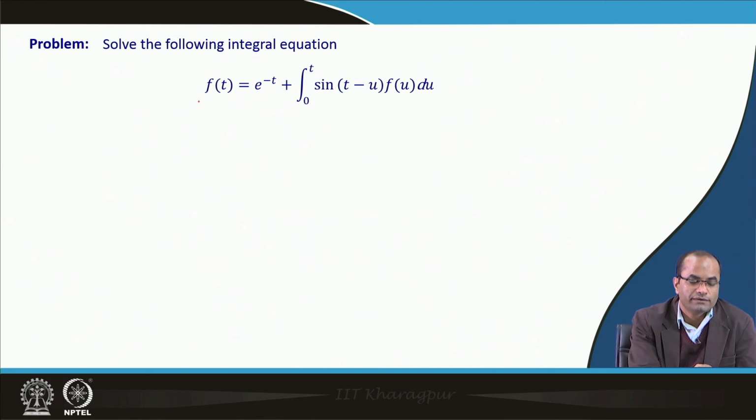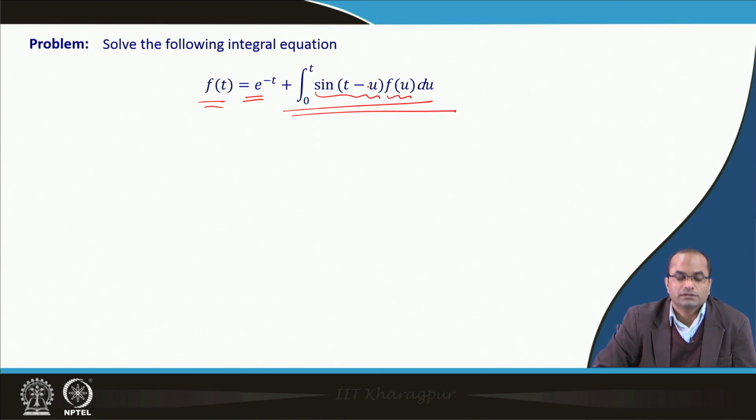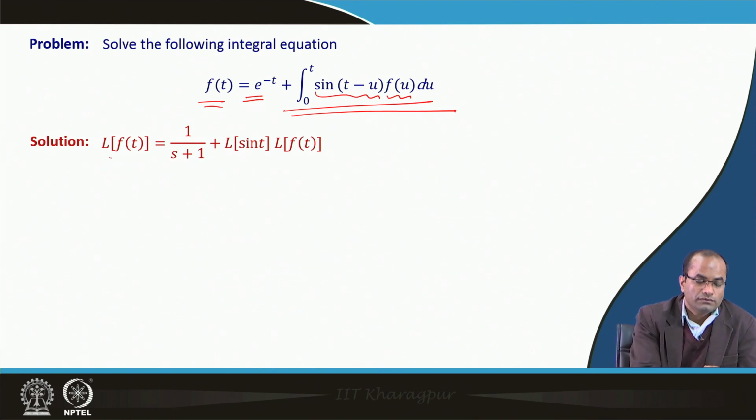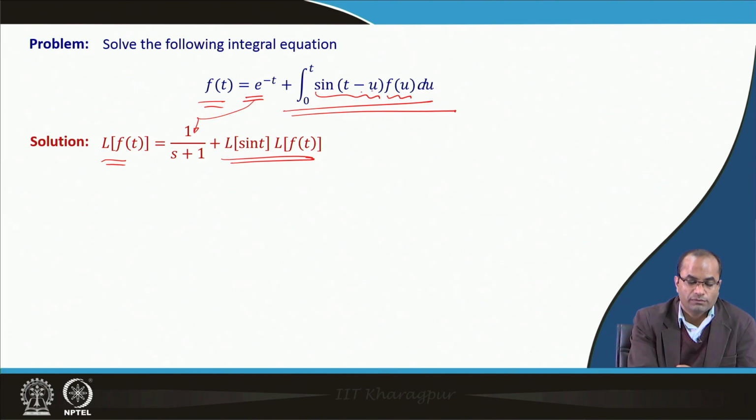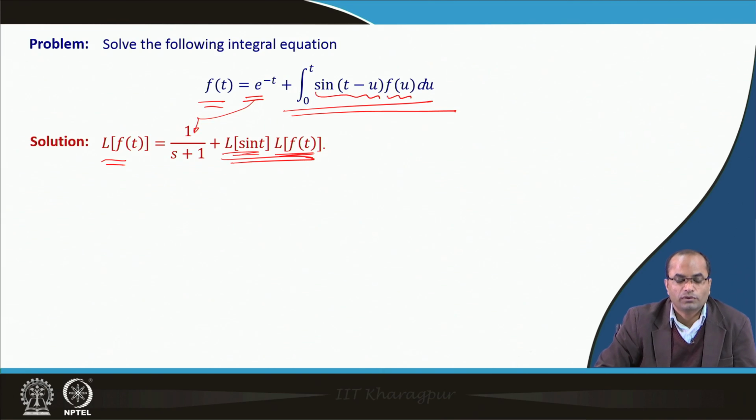So, for instance, we have f(t) is equal to e^(-t), and then this integral, which is the convolution integral. There is a function f and there is a function sine. So, after taking the Laplace transform, we have here the Laplace transform of e^(-t), and then the convolution theorem. So, this will be the product of the Laplace of sine t and the Laplace of f(t).